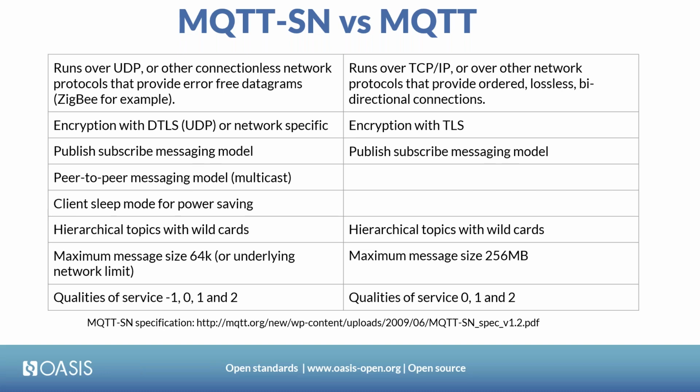MQTT-SN has extra capabilities for power saving with the client sleep mode. MQTT-SN has a smaller maximum message size and an extra quality of service for publishing messages of -1, which again uses the multicast capability.